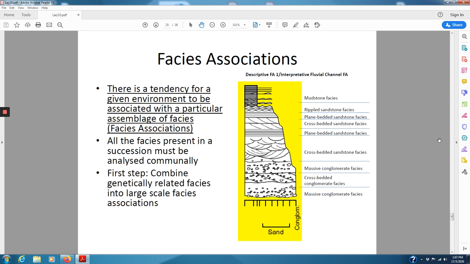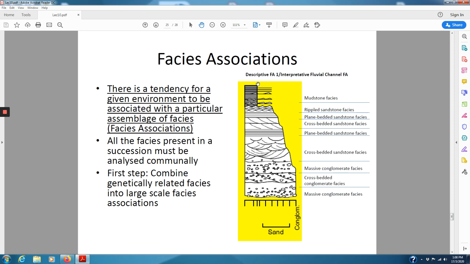Now, sedimentologists have observed that there is a tendency for a given environment to be associated with a particular assemblage of facies. So if you're interested in interpreting different environments, what is more important is the grouping of facies. Let's say, for example, I have cross-bedded conglomerate facies associated with massive conglomerate, associated with cross-bedded sandstone, with plane beds and ripples, and they form these repetitive fining upward successions. Right? So now I am more confident that the interpreted environment was most likely a fluvial channel, based on our understanding of sedimentology.